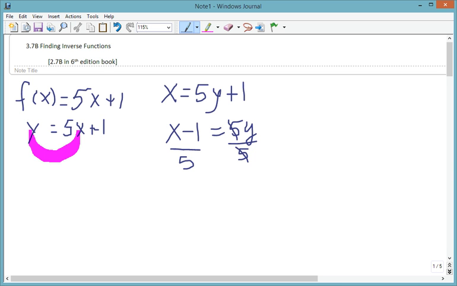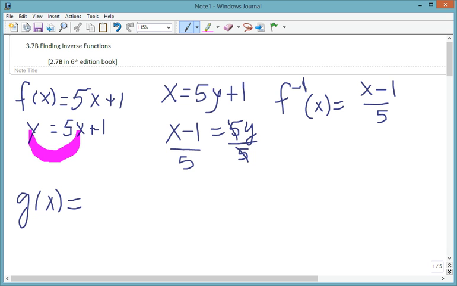Now, whereas the first function was called f of x, we call this the inverse of f, and we write it f with a little -1. That means the inverse of f of x. And I would write that as x minus 1 over 5, or you could do x over 5 minus 1/5. All those would be a fine way to do it. Okay, let's try another one.